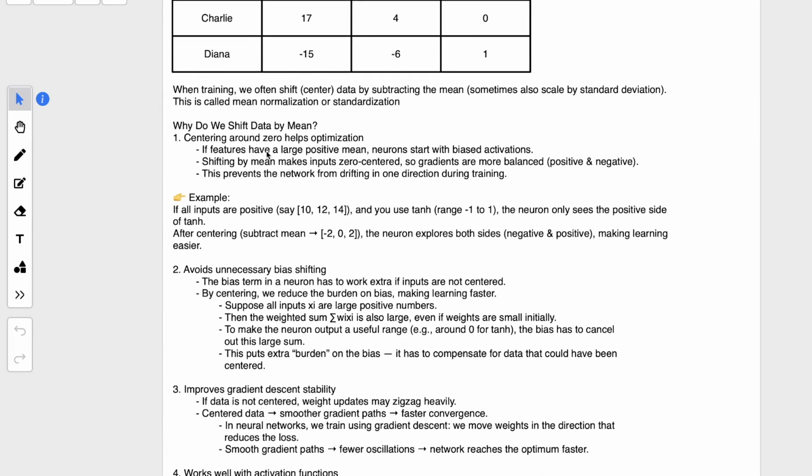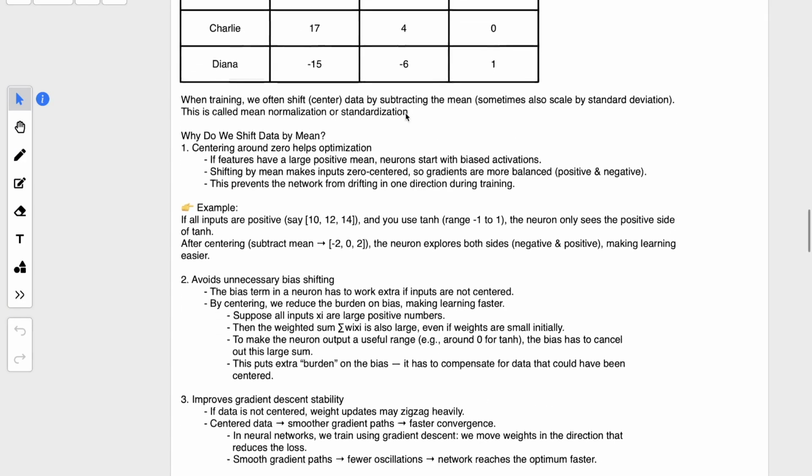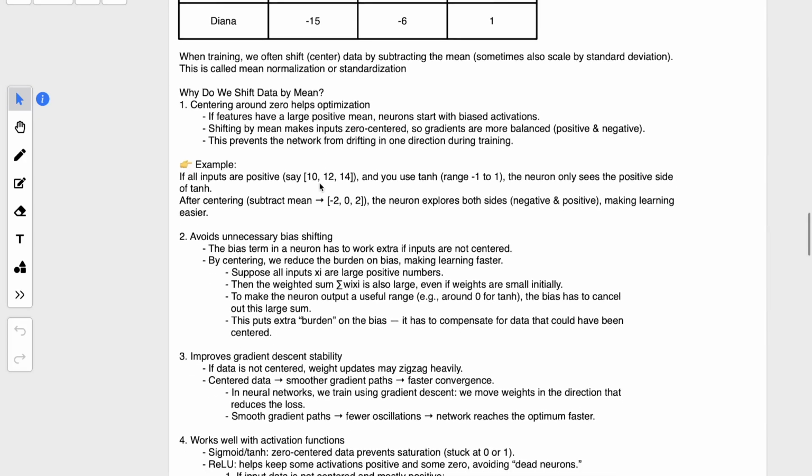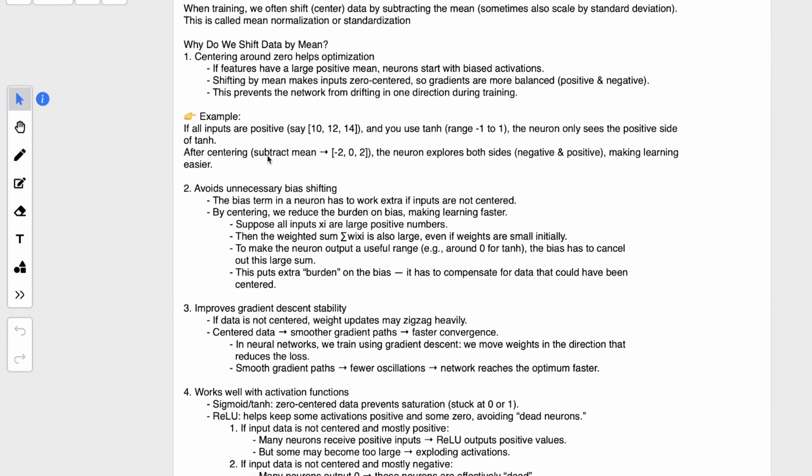If features have a large positive mean, neurons start with biased activations. That is why we shift them downwards around the center. Shifting by the mean means the input is centered at 0, so gradients are more balanced with positive and negative inputs. This prevents the network from drifting in one direction during training.